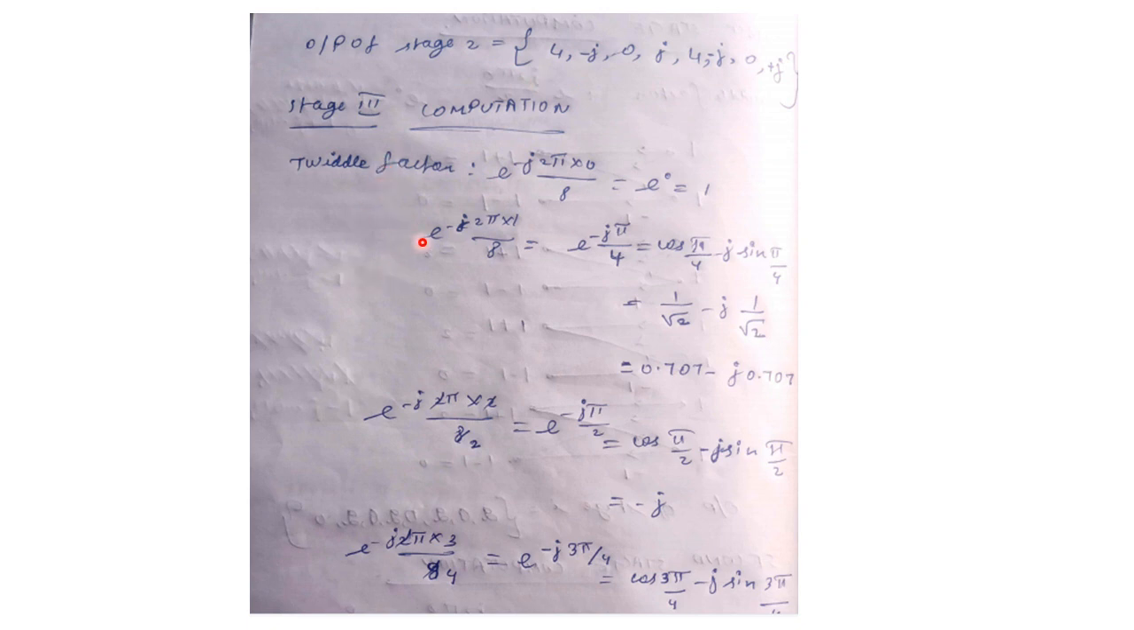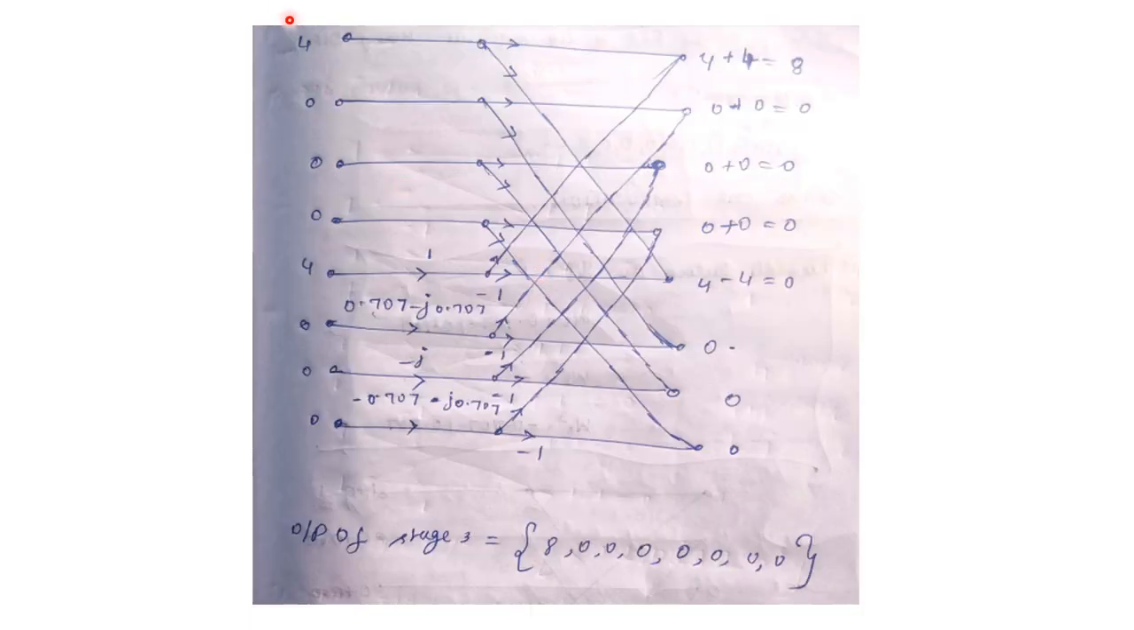In stage 3 computation, there are 4 twiddle factors: 1, 0.707 minus j 0.707, minus j, and minus 0.707 minus j 0.707. So these are the 4 twiddle factors. Keeping these 4 twiddle factors, we have formed a single DFT pair.